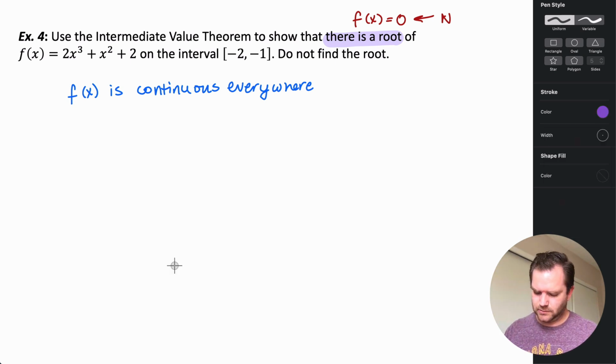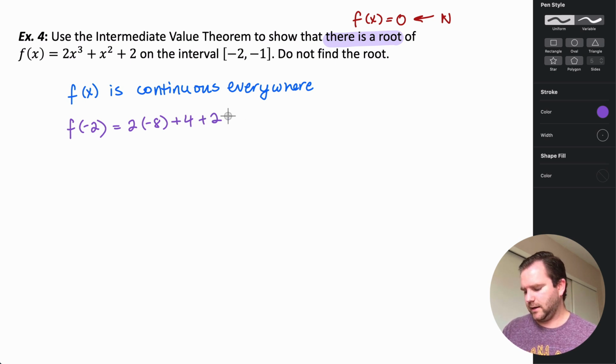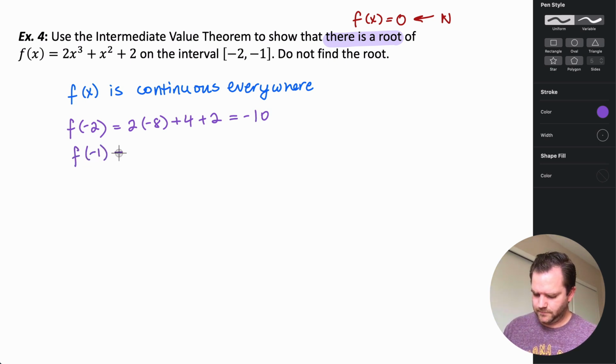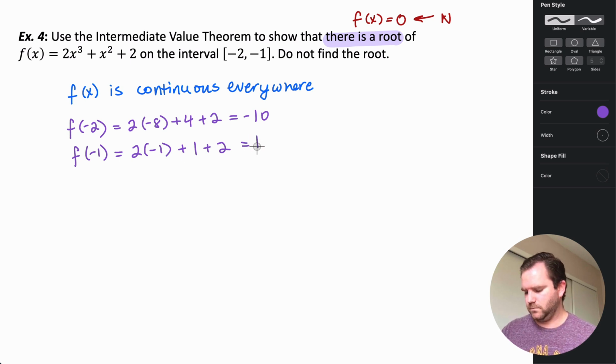What about the endpoints? Are they equal? So what is f of negative 2? Plugging it in, 2 times negative 8. Negative 2 squared is positive 4, and plus 2. So that's negative 16 and positive 6, which gives me negative 10 there. What is f of negative 1? Negative 1 cubed is negative 1 times 2, that's negative 2, plus negative 1 squared is 1, so negative 2 plus 3, that's positive 1. So these two values are not equal.